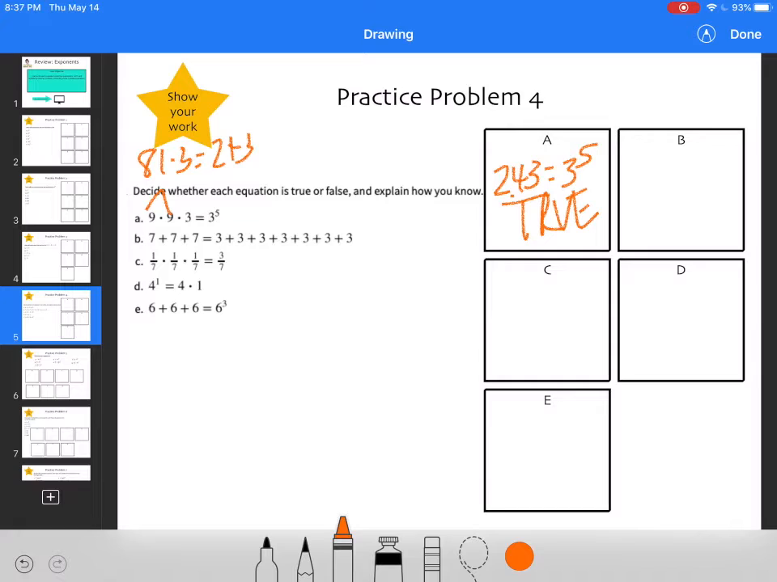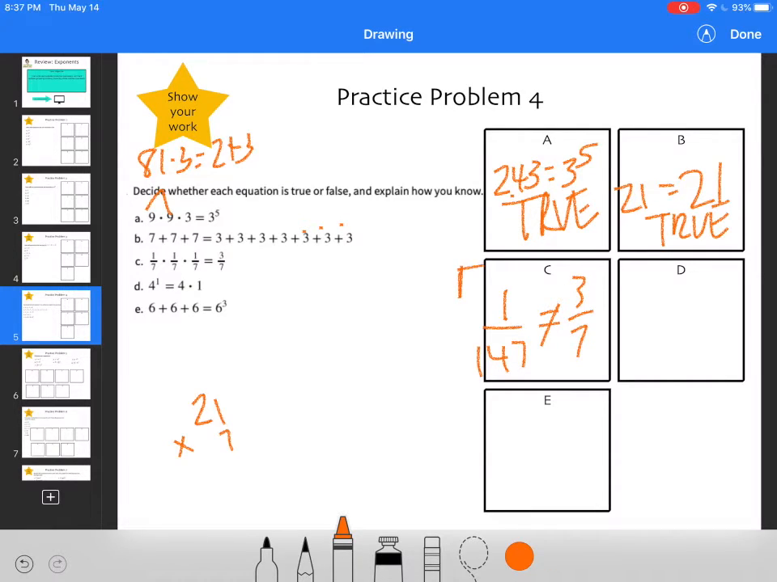The next one, are they equal? Well, 7 plus 7 plus 7 is 21. So then 3, 6, 9, 12, 15, 18, 21. So that's true. So then 7 times 7 times 7. Well, 7 times 7 is 49, 49 times 7 is 343. That's not equal to 3 to the 7th, so that's false.